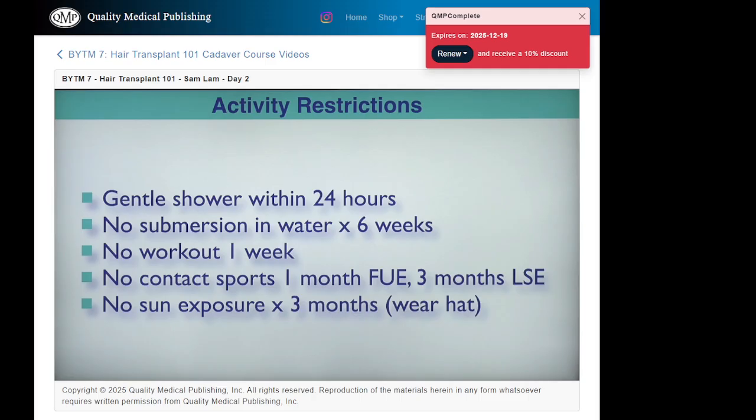No workout for a week. I just like to try to keep it away from that. And then for contact sports, FUE, you can probably do it in a week and not have an issue. I'm just very, very conservative. So I say a month for FUE and 3 months for strip, and that includes skiing or karate or high impact blows. No sun exposure for 3 months.